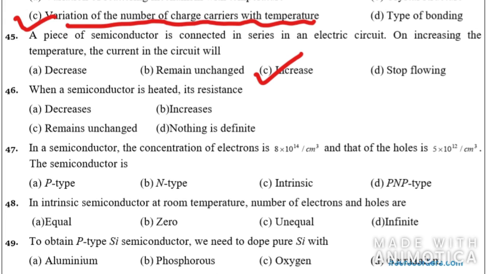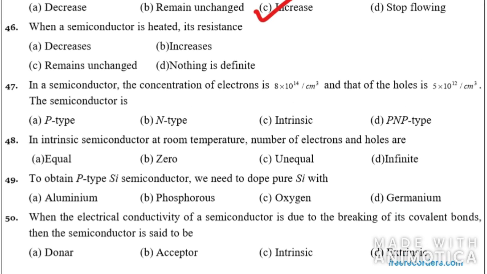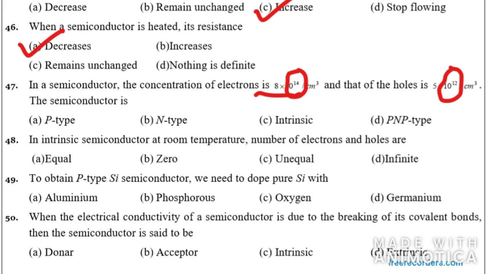Because the resistance decreases, current increases. When a semiconductor is heated, its resistance decreases, increases, remains unchanged, or is not defined. So the right option for this is decreases. In a semiconductor, the concentration of electrons is this and that of holes is this. That means electrons are more because it says 10 raised to power 14, and in this case it says 10 raised to power 12. That means Ne is greater than Nh. This is the condition for N-type.